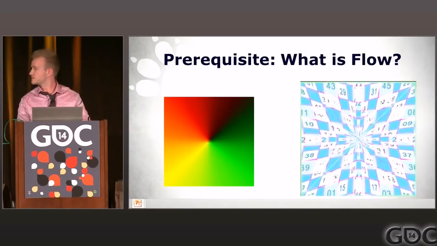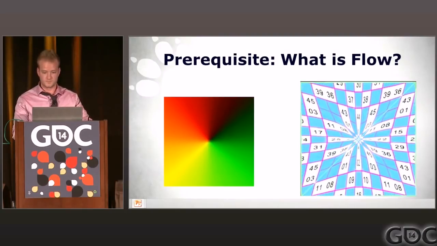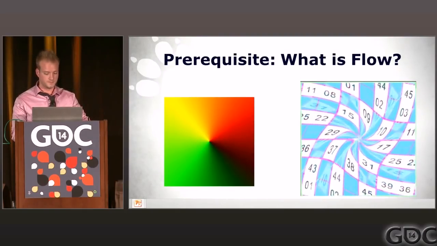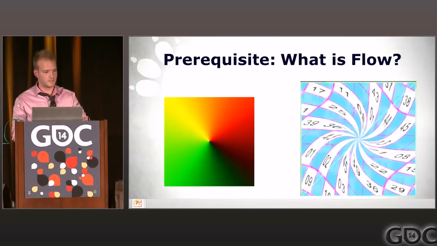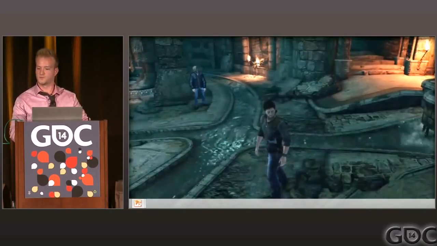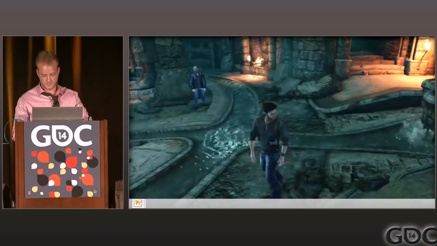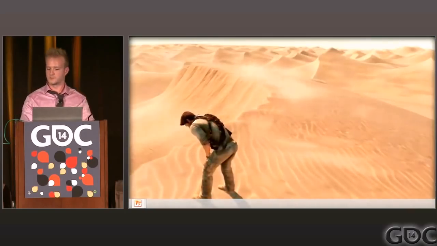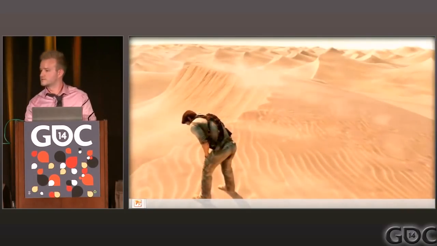Here are a few more cool examples. A zoom, a twist. Here it is practically used for the pathing of water. And here it was being used for the ground, the particles, the wind.